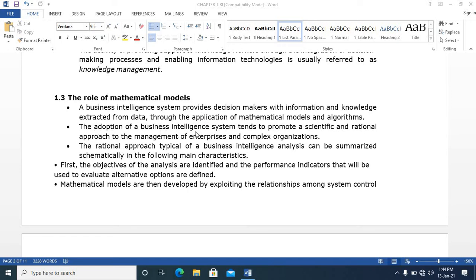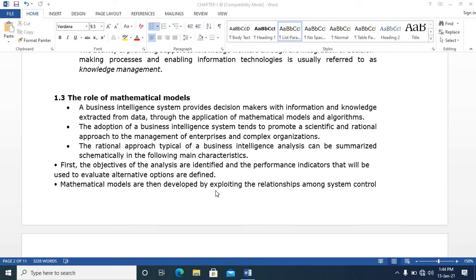The adoption of business intelligence systems tends to promote a scientific and rational approach to the management of enterprises and complex organizations. The rational approach typical of business intelligence analysis can be summarized systematically in the following main characteristics. What is the characteristic? The first characteristic is that the objectives of the analysis are identified and the performance indicators that will be used to evaluate alternative options are defined.